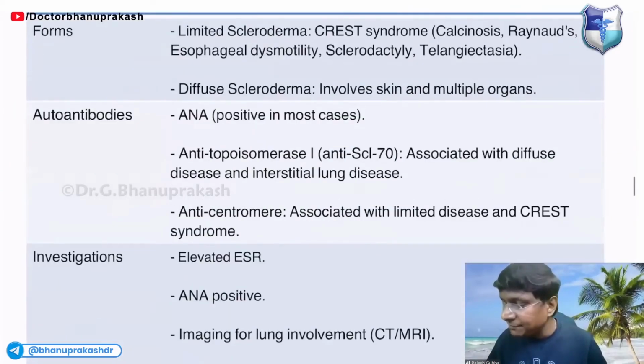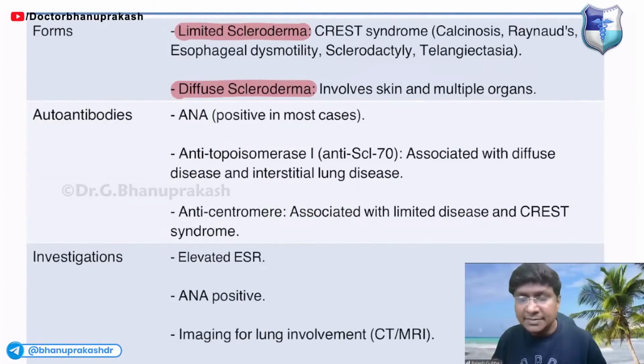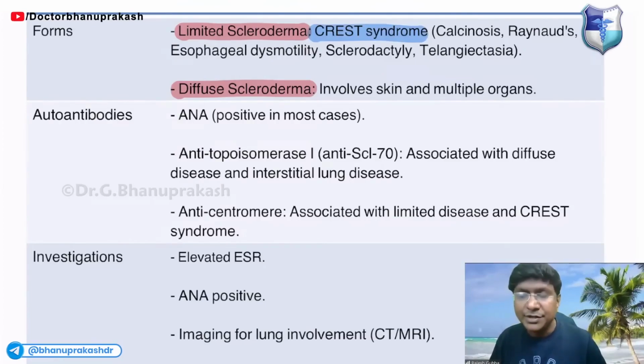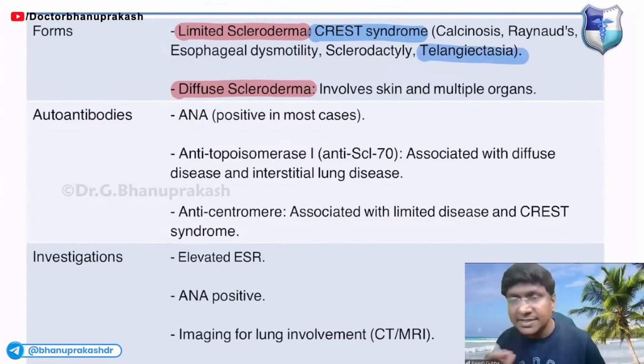And as I have said, we have two forms: limited scleroderma and diffuse scleroderma. Limited scleroderma, you need to remember this CREST syndrome. Very, very important. What is this CREST syndrome? Where you have calcinosis, Raynaud's phenomena, esophageal dysmotility, sclerodactyly, and telangiectasia. This will be your limited scleroderma.